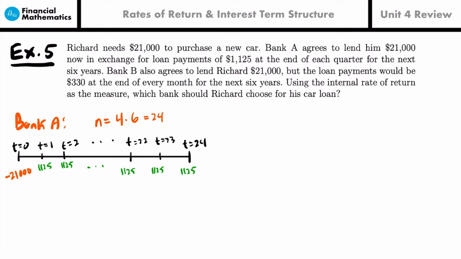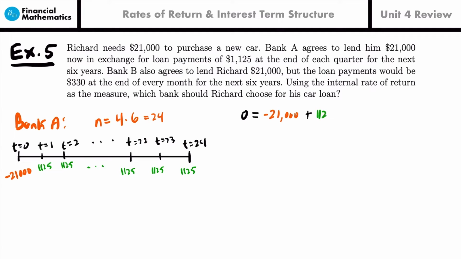So if we were going to set up our equation where we have 0 equal to the net present value, this is what it would look like. We would have 0 is equal to that initial investment of negative 21,000 plus the present value of all of these payments, right? This negative $21,000 is already valued at time 0, but now we want to value all of these payments at time 0, which we could do by using an annuity immediate notation, right?